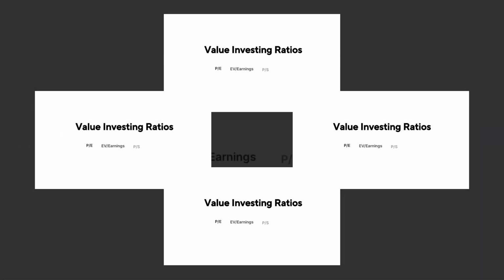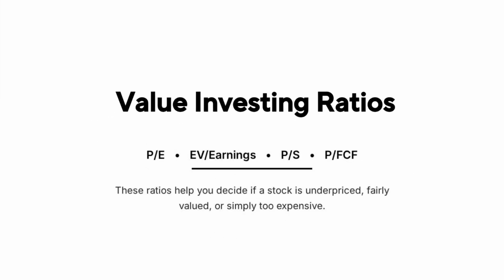So in this video, we look at 4 core valuation ratios every value investor should know. P to E, EV to earnings, price to sales, and price to free cash flow. These ratios help you decide if a stock is underpriced, fairly valued, or simply too expensive.